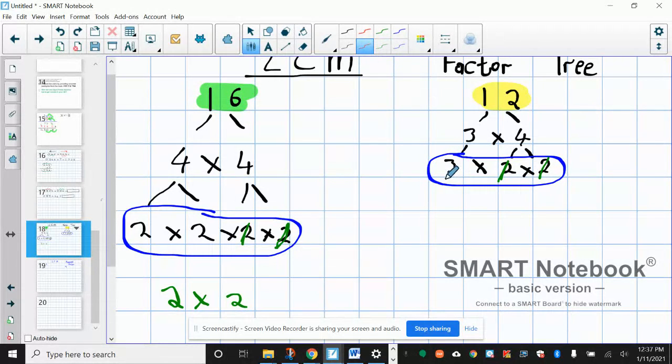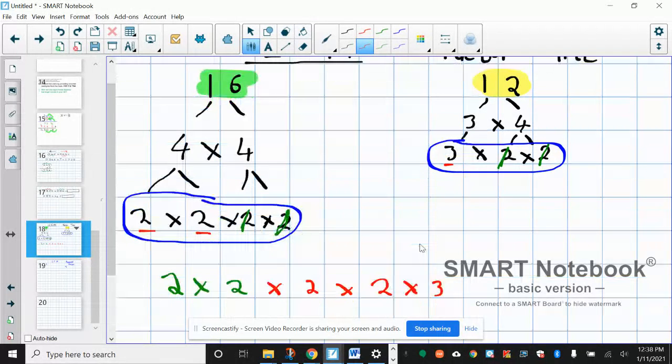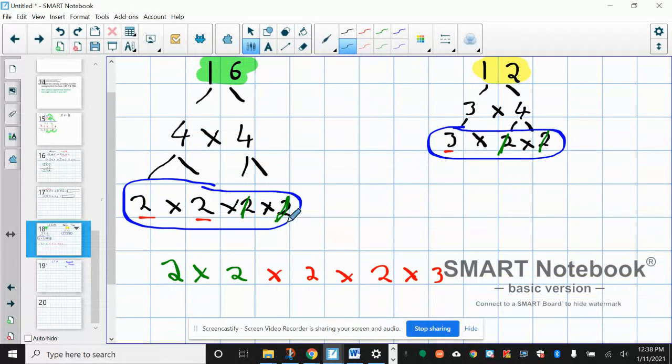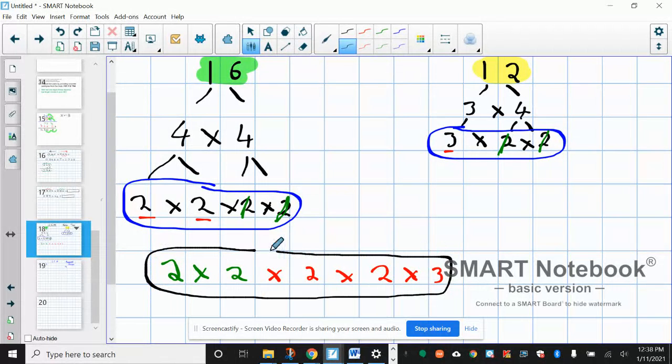Now I have to look at the other remaining numbers in each prime factorization. So with regards to the 16, I have 2 more times 2, so I'll add them. And from the prime factorization of 12, I have times 3. Now what I have essentially is the prime factorization for the lowest common multiple of 16 and 12.